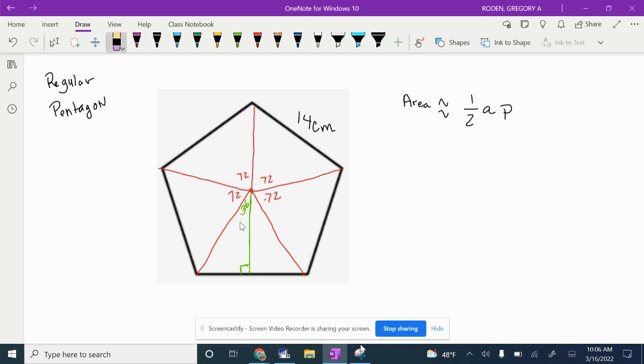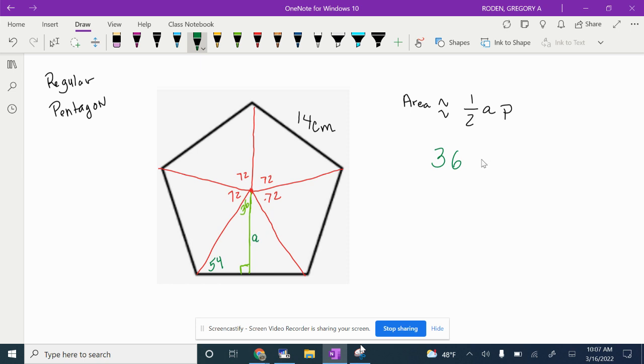Now, what is this angle down here going to be? If this is 36, what does this have to be? 54. 44 or 54? 54. Right on. 54. Okay. It is 54. I checked.